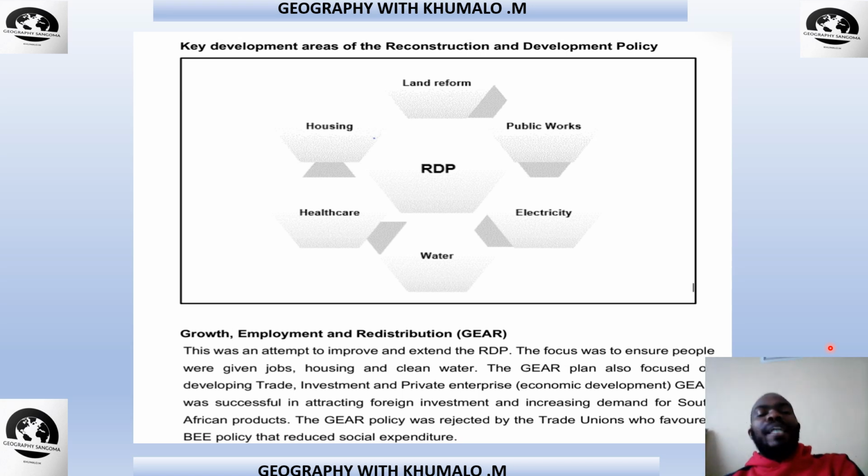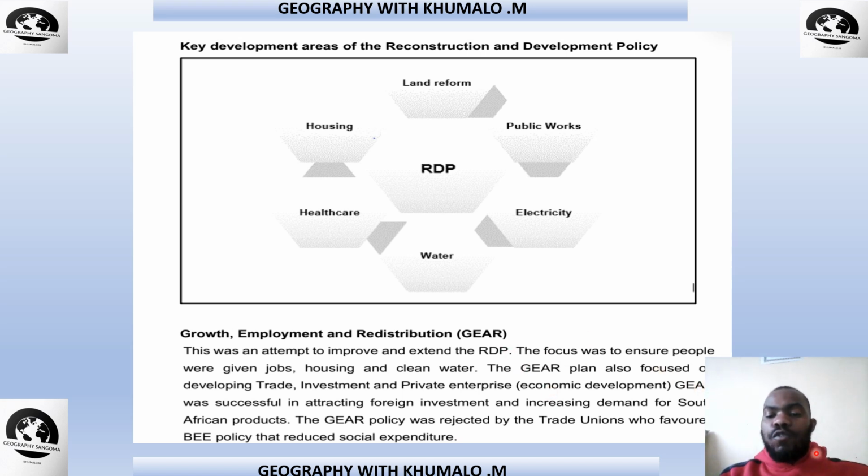The Growth Employment Redistribution. Now we are going to look at the focus areas for the Growth Employment and Redistribution policy. The focus was to ensure that people were given jobs. So this policy came to ensure that people were given jobs and houses, clean water, which is also stipulated in the RDP policy, but was to make it better.